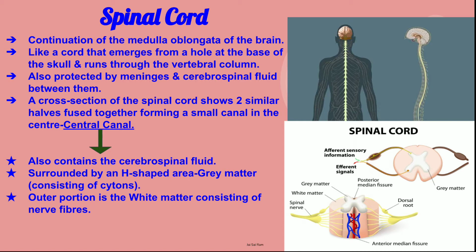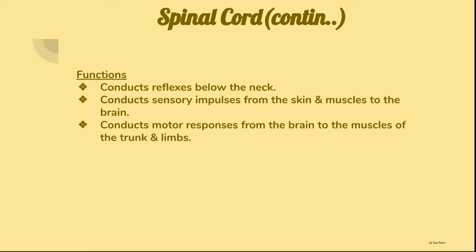That H-shaped area is the gray matter, which consists of the cytons or the nerve cell bodies. So that region is known as the gray matter. And the outer portion of the gray matter is the white matter, which consists of the nerve fibers. So next we come to the functions of the spinal cord.